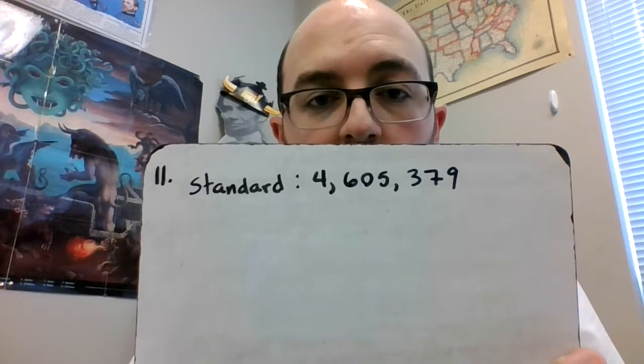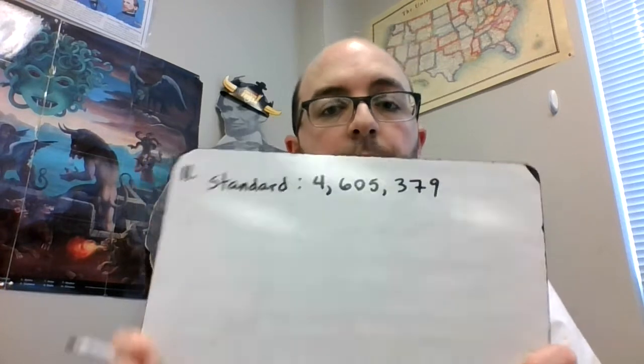Next, we have 6 in the 100,000s place. Nothing in the 10,000s, so we're going to put a 0. And 5 in the thousands place. Then we have 3 in the hundreds place, 7 in the tens place, and 9 in the ones place, right? So that's what that chart would translate to, okay?